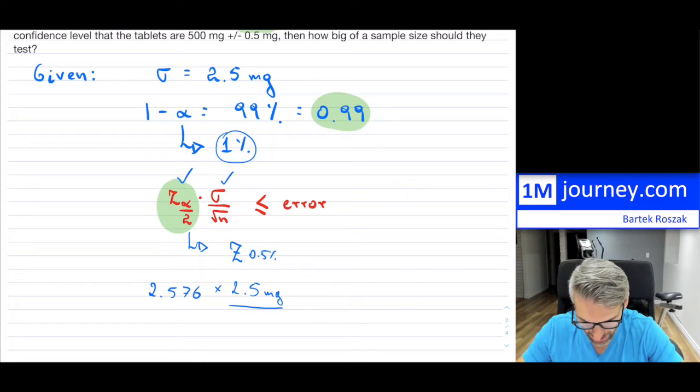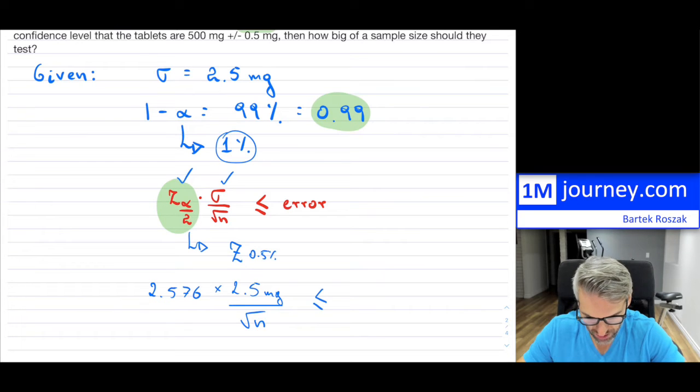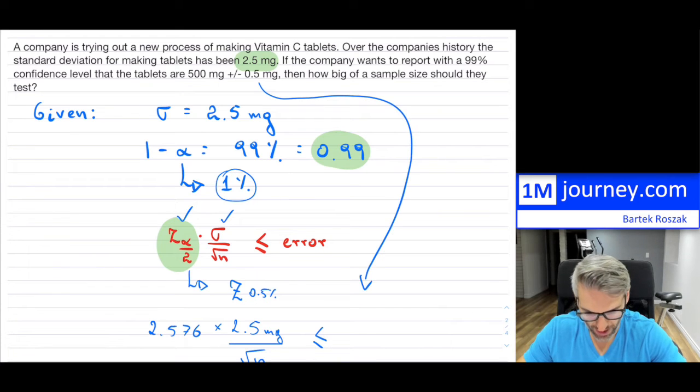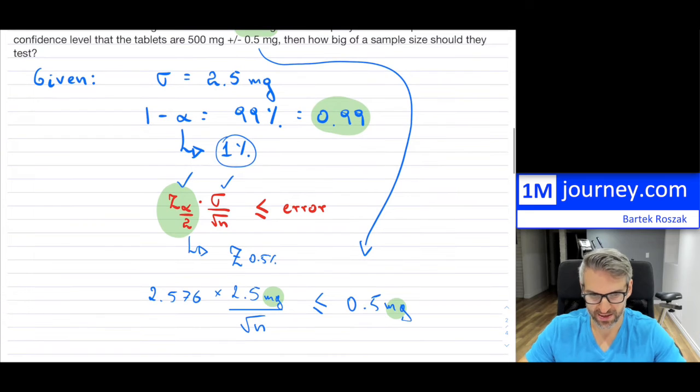Now this is going to be divided by the square root of n, right? And then we want this whole thing to be less than the error. Now the error, okay, that's from the question. So that's our error, which is 0.5 milligrams. Just make sure that those units right here are consistent.